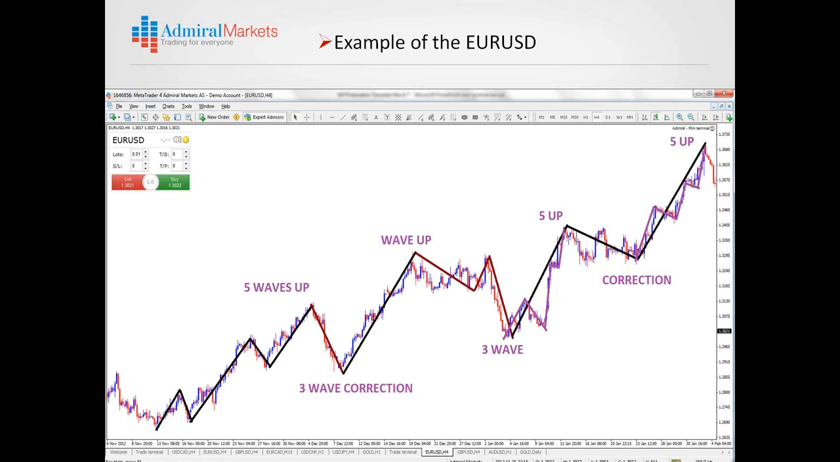So here's just an example of a chart where you have 5 waves up, 3-wave correction, a wave up, 3-wave correction, 5-wave up, correction, 5-wave up, and internal lines as well connected to those.